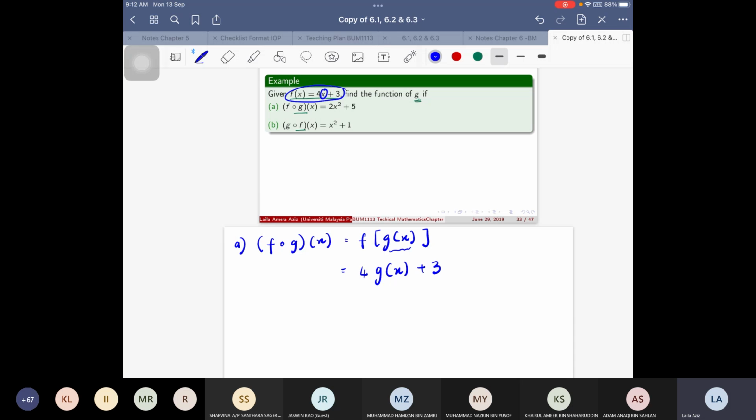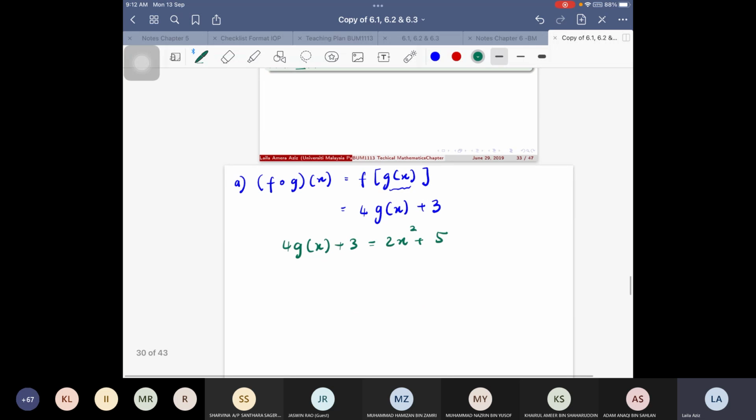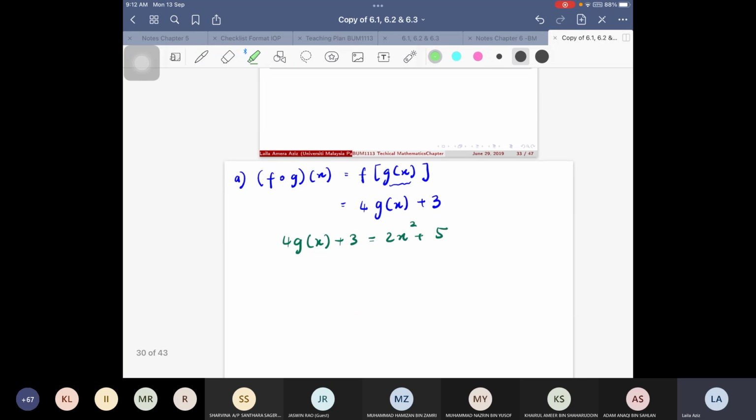And according to the rule, according to apa yang kita dah diberi dalam soalan, so f of g of x ni dia akan jadi function 2x square tambah 5. So kita boleh samakan. So 4g of x tambah 3 dia adalah sama dengan 2x square tambah 5. So kita pun boleh simplify sebab sekarang so apa yang kita nak buat adalah soalan ni dia suruh kita cari apa dia function g of x.